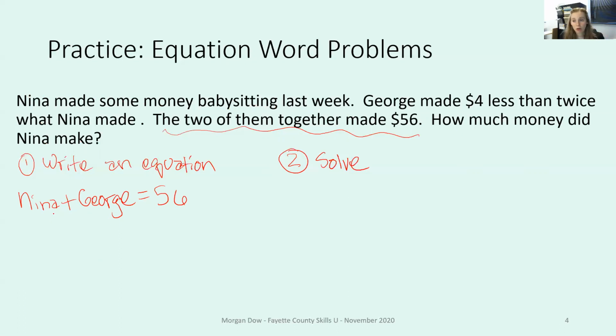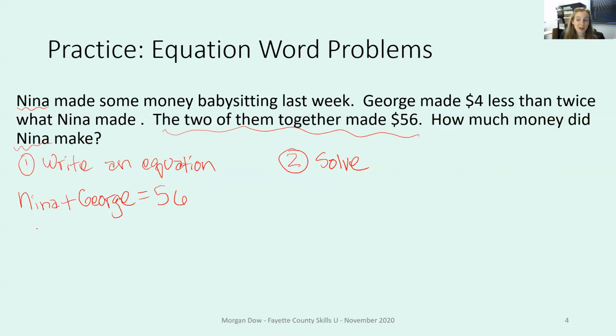So we don't know, right? We don't know how much money Nina made. She made some amount. And then if we look at the next sentence, it actually describes what George made in terms of what Nina made. So if we knew what Nina made, we could figure out what George made too. So that means that Nina is our unknown here. If we can figure out what Nina made, we can figure out what George made too.